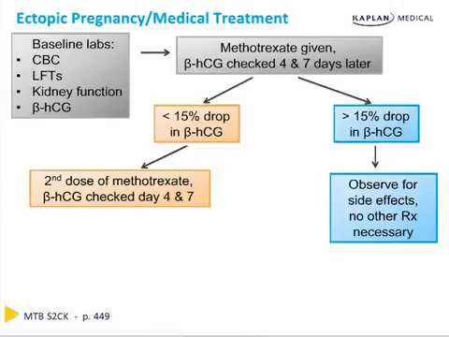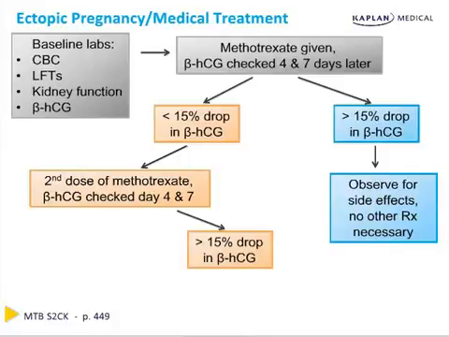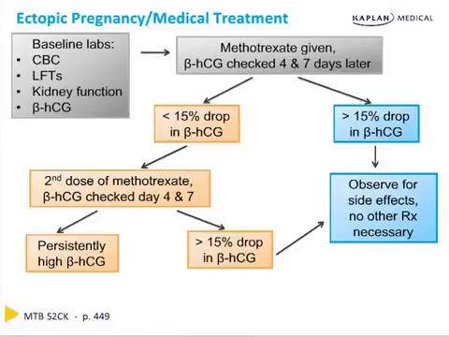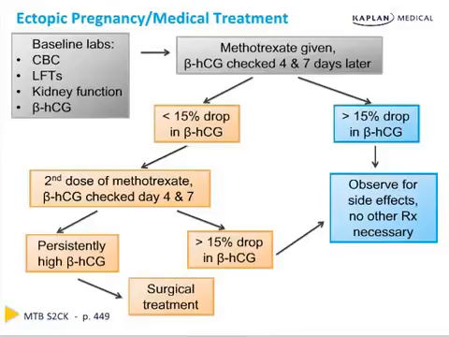Again, beta-hCG levels are checked on days 4 and 7, and if there is a 15% drop, we observe for side effects and obtain weekly beta-hCGs until they are negative. If there's persistently elevated hCG levels, it's time to proceed with surgical management.